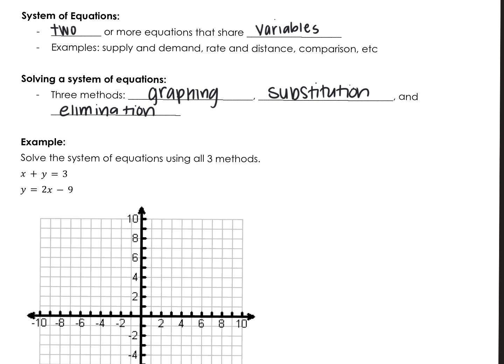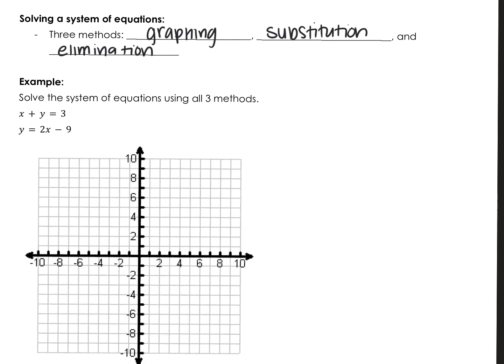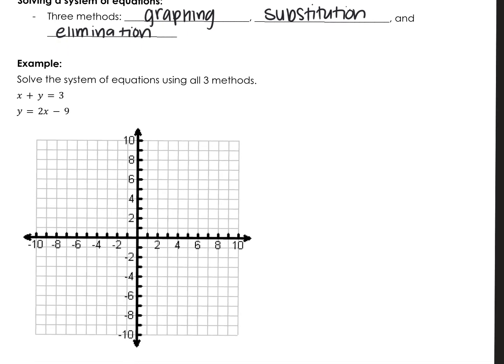So substitution and elimination are the most common ways we solve a system of equations, mainly because it's algebraic. A lot of people are more comfortable with it. It's easier than graphing in some cases, depending on how complex your equations are. And you can hopefully avoid any fractions while doing substitution or elimination.